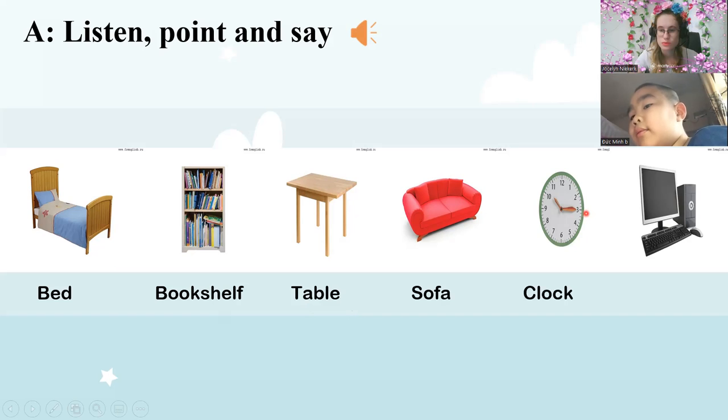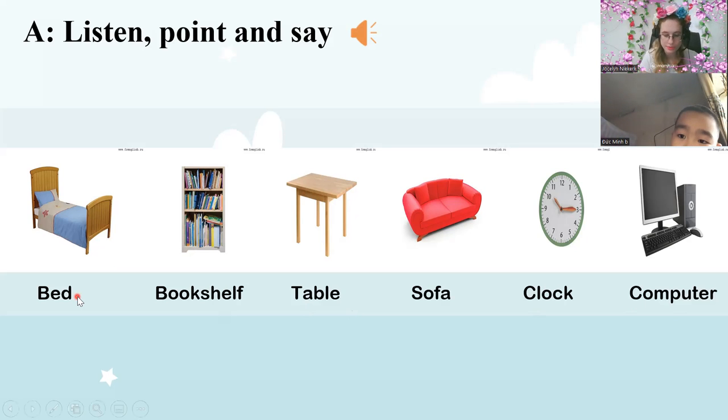Clock. Clock. K, clock. No. Clock. Cl, cl, clock. Look. Clock. Good job. Page 52. Computer. Unit 6. Computer. Home. Good job.